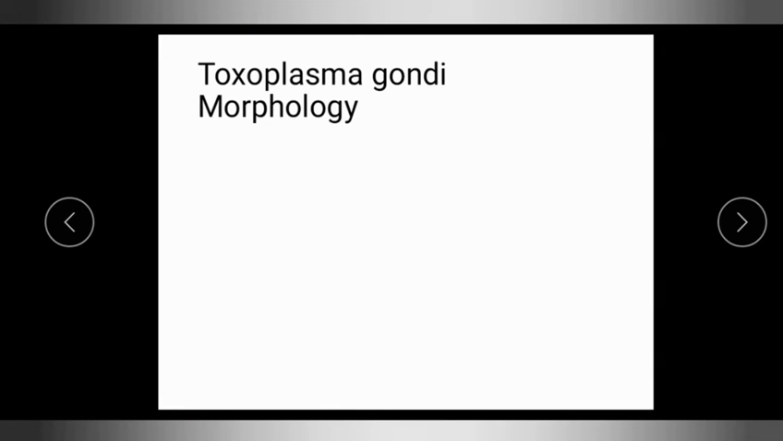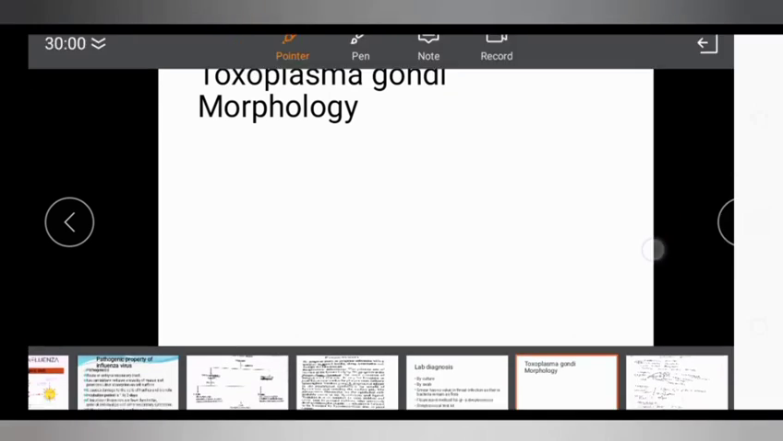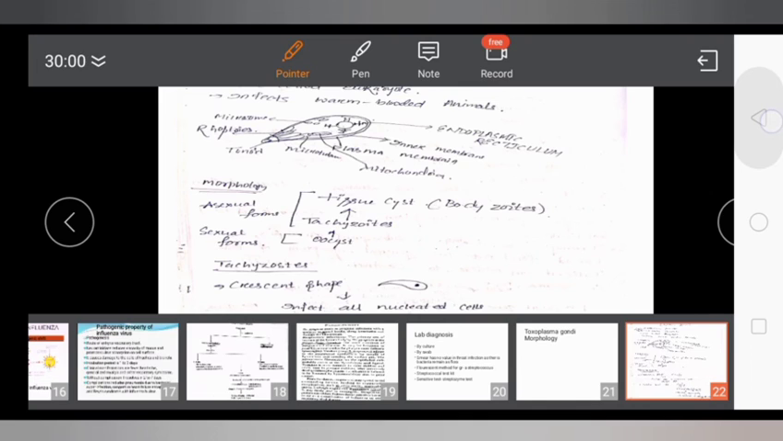Now our discussion is Toxoplasma gondii: morphology, then life cycle, lab diagnosis, and pathogenesis of Toxoplasma gondii we will now discuss. So here you can see this is the picture of a Toxoplasma gondii.